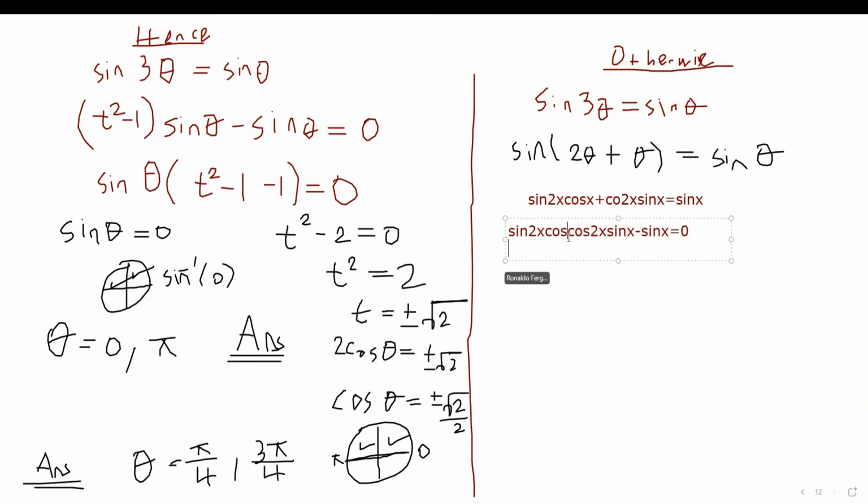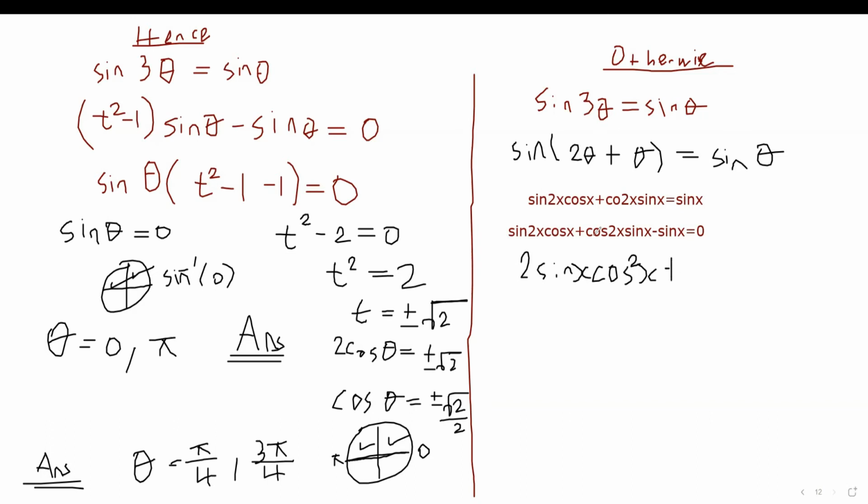Sine 2x cos x plus... Then you have to substitute sine 2x as 2 sine x cos x. So this would work out to be 2 sine square x, because sine 2x is 2 sine x cos x. So it would be 2 sine x cos square x. You wonder where I get the cos square from? I replace sine 2x with 2 sine x cos x. The cos x and the cos x become cos square.